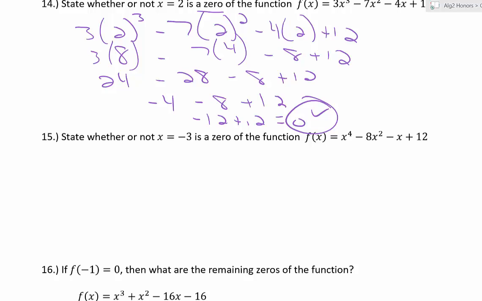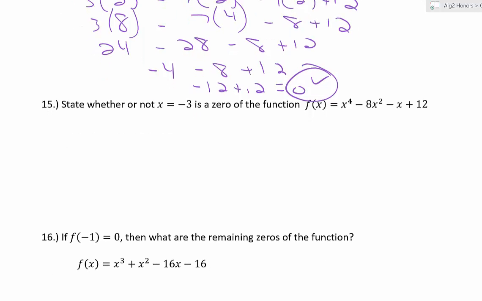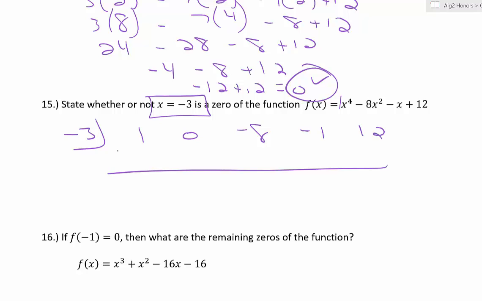State whether or not negative 3 is a 0. Alright, so how am I going to use it the other way? Remember, negative 3, since I'm being told it is a 0 or a solution, or possibly, I could use synthetic. Remember, this is 1, 0, negative 8, negative 1, 12. Totally up to you, whatever you think is easier. If I have to find solutions, I definitely want to use synthetic division because that will get me to the smaller polynomial function.